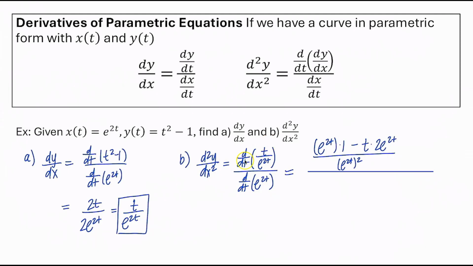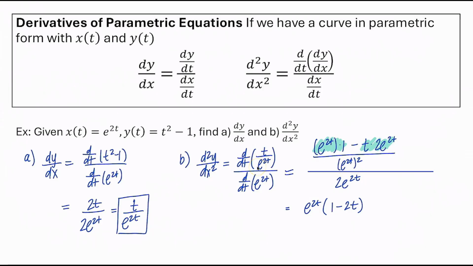So that is this whole top derivative. And then the derivative of e to the 2t by the chain rule is 2e to the 2t. So let's go ahead and simplify as much as we can here. So in the numerator of the numerator, I can factor out an e to the 2t up there. So we're looking at e to the 2t and then 1 minus 2t. So that's what's left, a 1 and then a minus 2t.